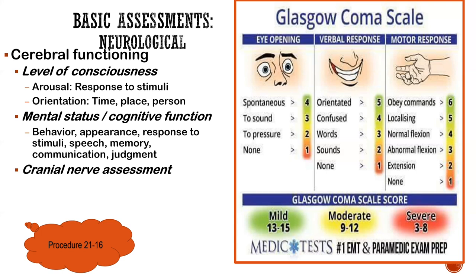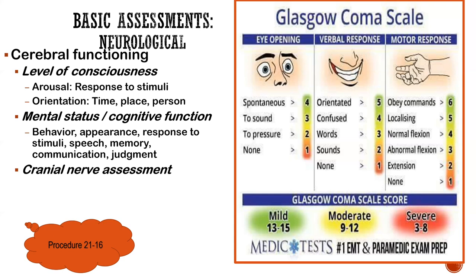And then also mental status and cognitive function. So we're going to observe their behavior. Is it appropriate to the situation? How do they look? Do they look like they can take care of themselves? What's their response to stimuli? When you touch them, do they respond? When you say their name, do they respond? Is their speech slurred and slow? Are they skipping words? How's their memory and their communication? How's their judgment? And then a cranial nerve assessment. You guys will learn a little bit more about that when it comes to labs, so we're going to skip that part here in your book.